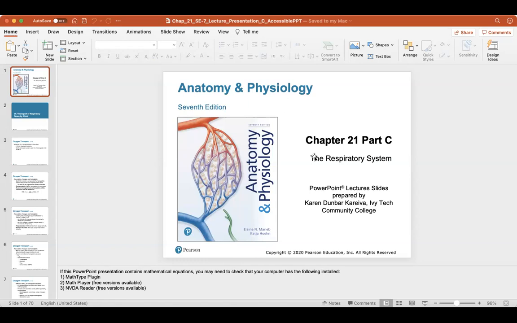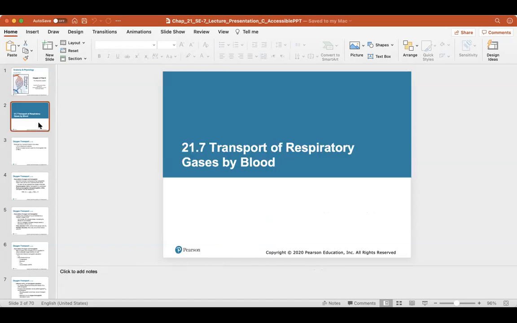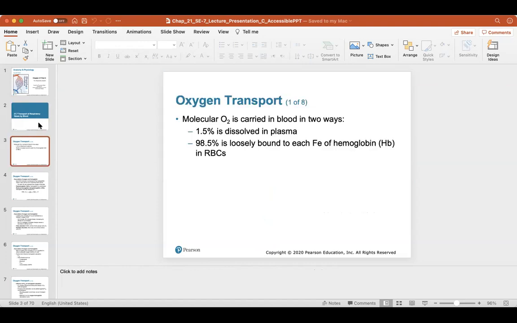As you remember, there's three parts to this chapter. Part A, I didn't touch over because it was just a review of the anatomy of the respiratory system. And then I made a part B lecture, and then this is the part C lecture. So we're continuing our talk about the respiratory system, and now we're going to get into how the respiratory gases are transported in the blood. So we'll talk about oxygen transport, and then we'll talk about carbon dioxide transport.